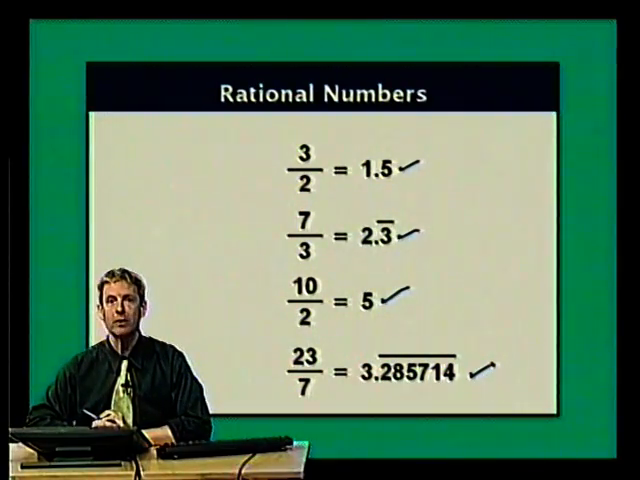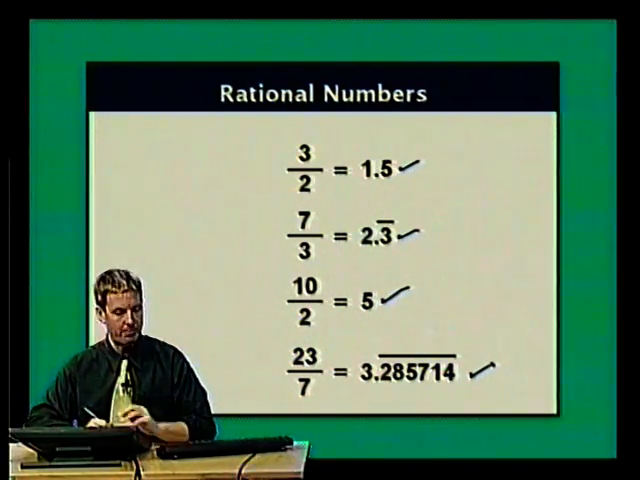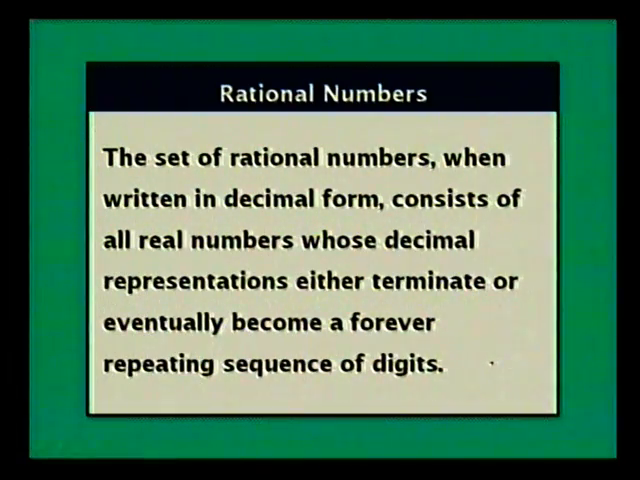It turns out that any rational number, when written in its decimal representation, has one of these 2 properties. The set of rational numbers, when written in decimal form, consists of all real numbers whose decimal representations either terminate or eventually become a forever repeating sequence of digits.